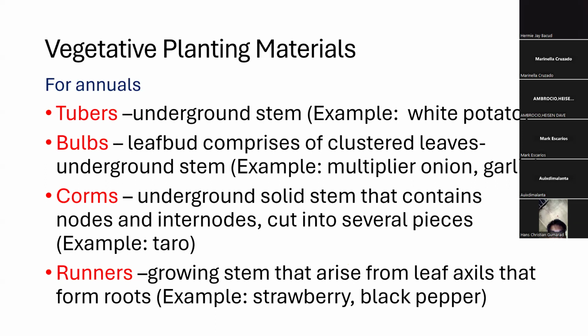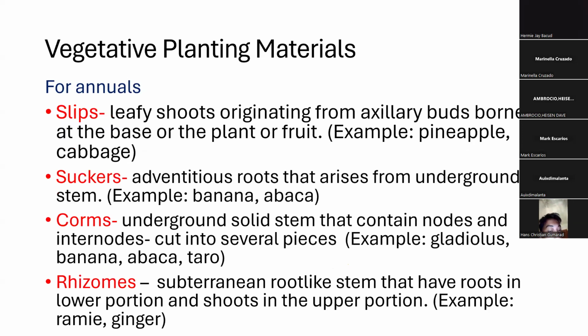So yun, for annuals, we have the tubers, bulbs, corms, runners. These are natural plant propagation materials. Then of course, we have slips, suckers, corms, and rhizomes. I-discuss na natin ito last time. So, hindi na natin sila i-discuss ulit.